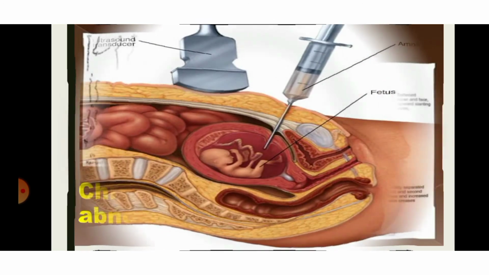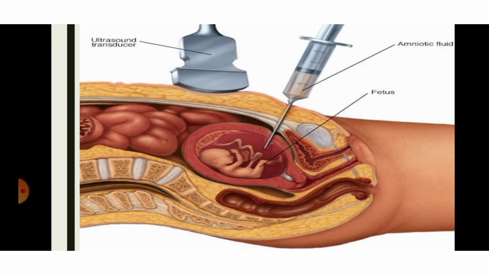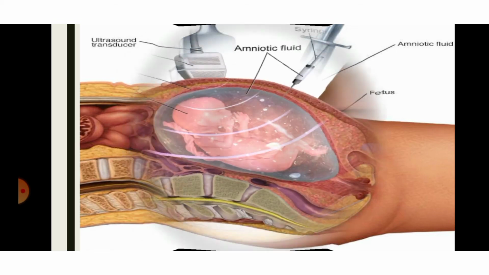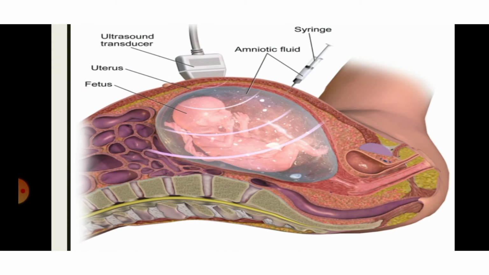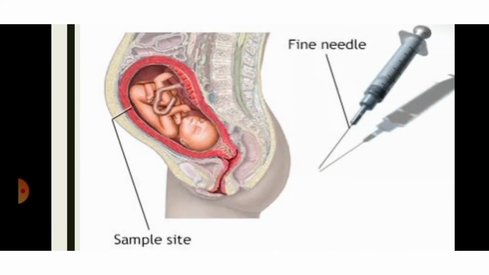Amniocentesis is generally performed in a pregnant woman between the 15th and 20th weeks of pregnancy by inserting a long, thin needle through the abdomen into the amniotic sac to withdraw a small sample of amniotic fluid. The amniotic fluid contains cells shed from the fetus.